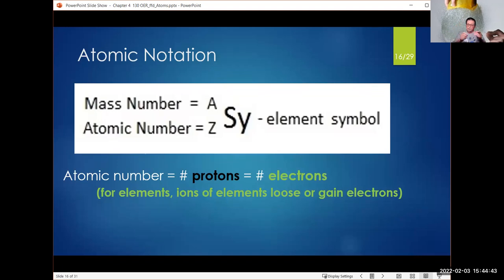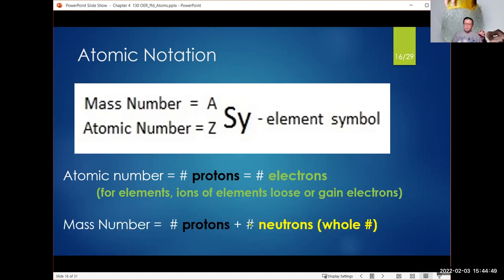All right. So the atomic number represents the number of protons and the number of electrons. The mass number is the sum of the protons and the neutrons, okay? In the example we were looking at earlier, we had carbon 12 and 6. Carbon has 6 protons, 6 electrons, and in this case, 12 minus 6 gives me 6 neutrons.